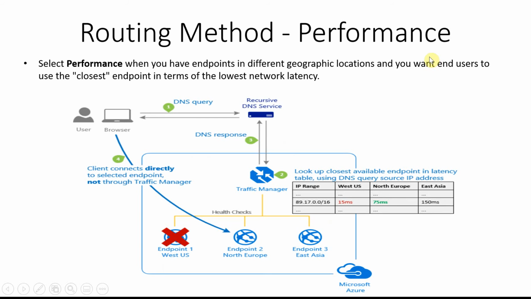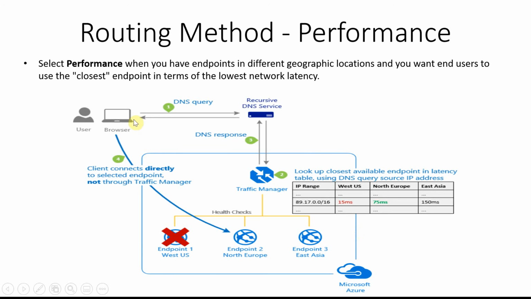Other option is performance. It can also look at performance. Here the performance is primarily looking at the closest endpoint, in terms of the lowest network latency. So this is very commonly used. Performance is a commonly used routing method.